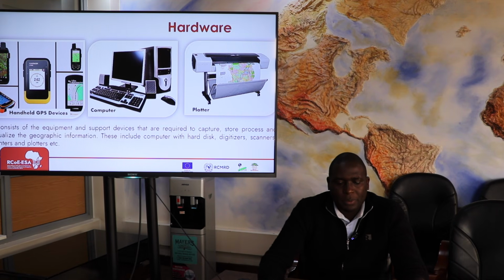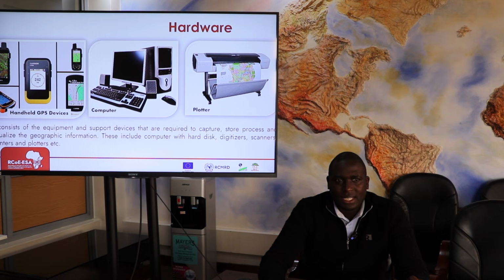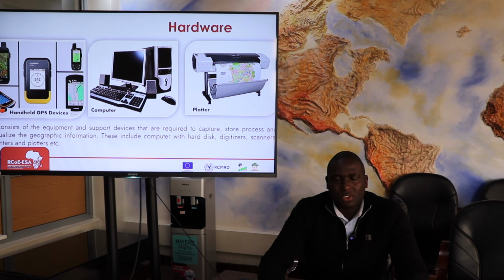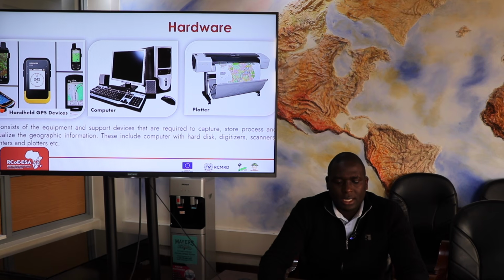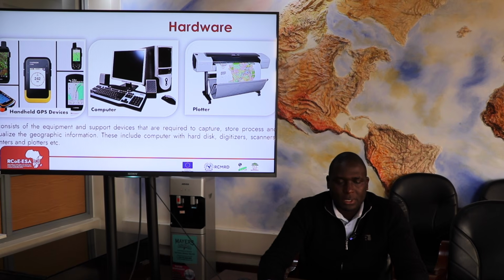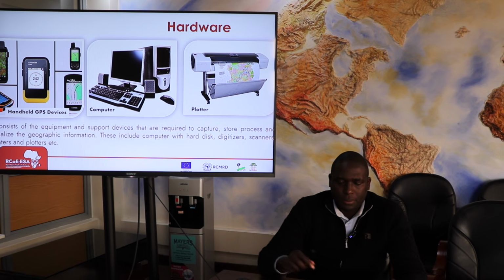Hardware refers to equipment and devices that are used in GIS. These are devices that are used to either capture, process, store, or visualize geographic information. It could include computers, hard disk, digitizers, scanners, printers, plotters, and so forth.